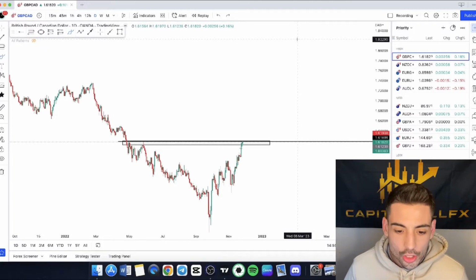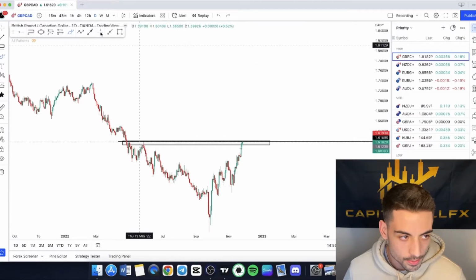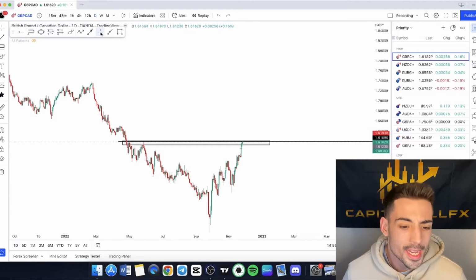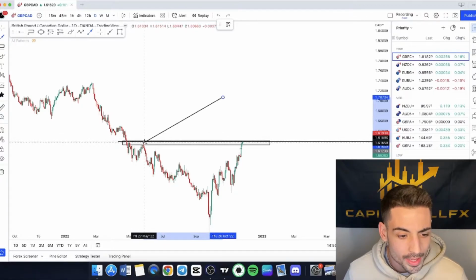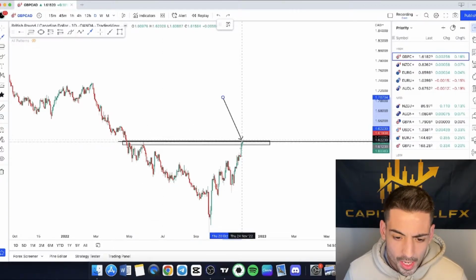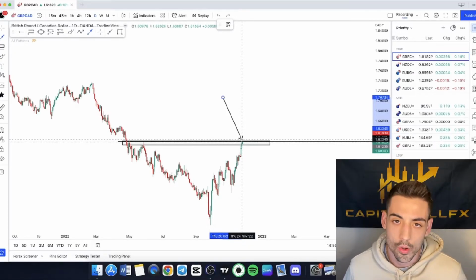So let's actually jump into this analysis. We're here on GBP Canadian dollar. We could see that we do have a significant daily horizontal level that has been established. We have had significant rejection at this level in the past, and we are coming up to this level for the time being. I did place a trade order around this significant horizontal level last week, and I did get stopped out of this level.